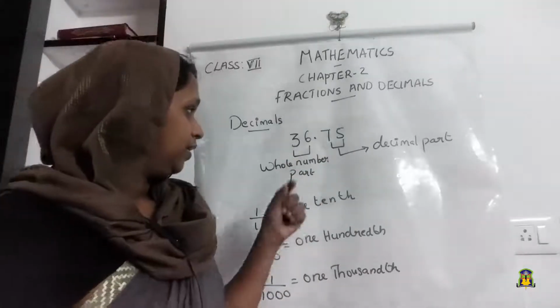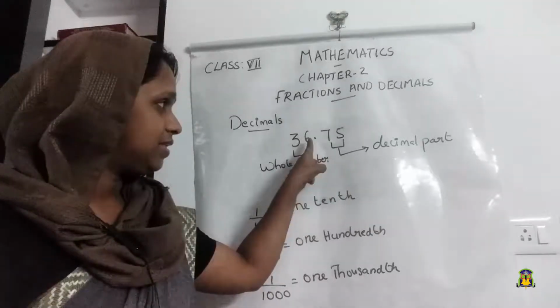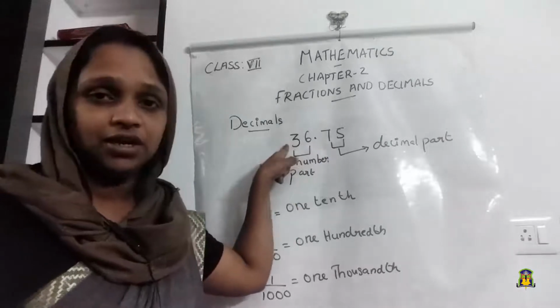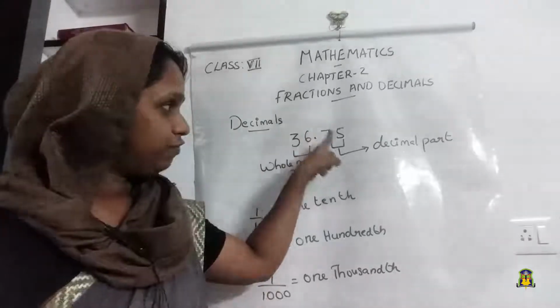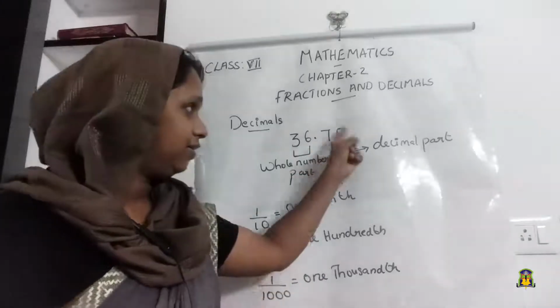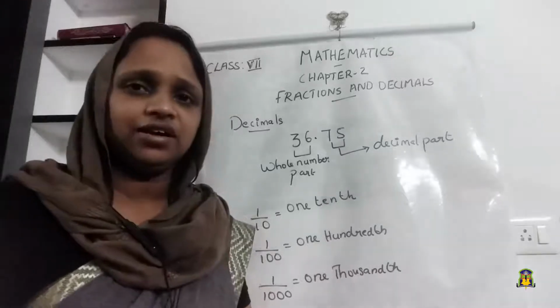Okay. Then we know the place values of decimals. That means here the 6 comes under the ones place, 3 comes under the tens place, and after the point the first place is what? Tenth. Then after that, hundredth. What is meant by this tenth and hundredth?